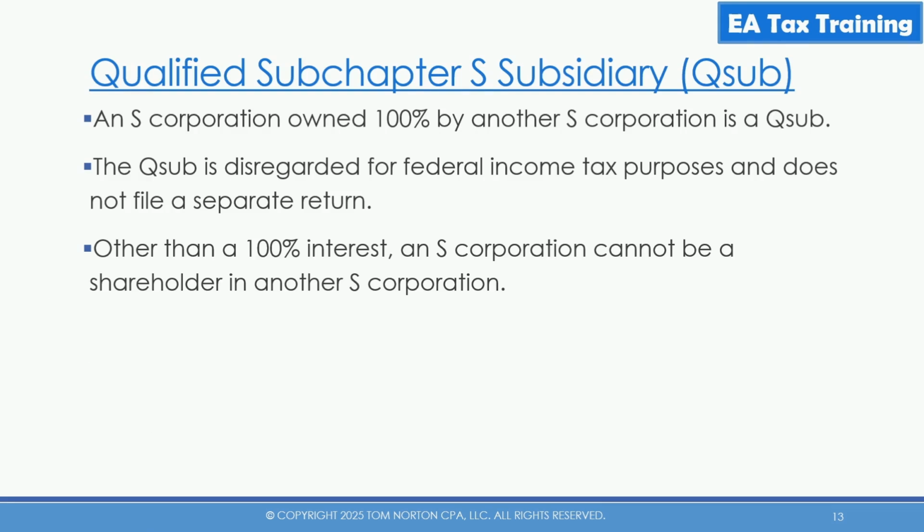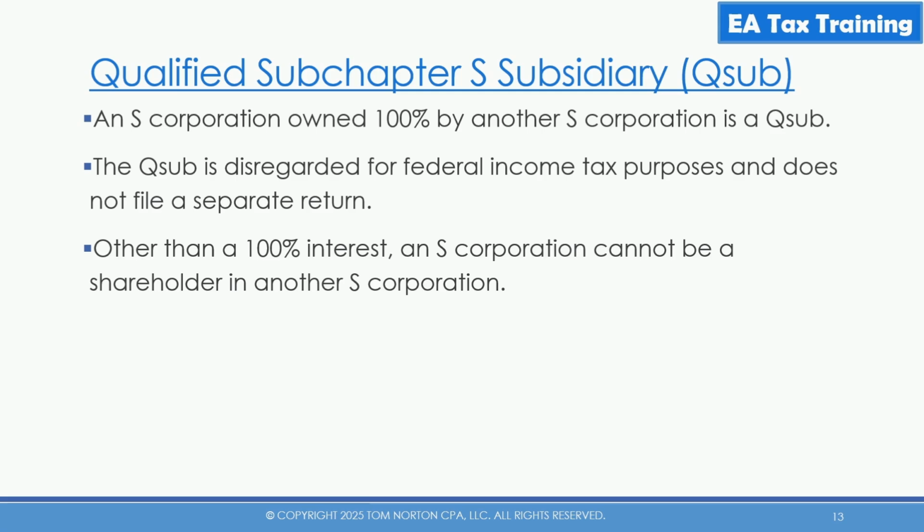The qualified subchapter S subsidiary. So if an S corporation owns 100% of another S corporation, that S corporation that it owns is called a Qsub, or a qualified subchapter S subsidiary. That Qsub is disregarded for federal income tax purposes and does not file a separate return. So since it's owned 100% by another S corporation, it's disregarded. It's like it doesn't even exist.